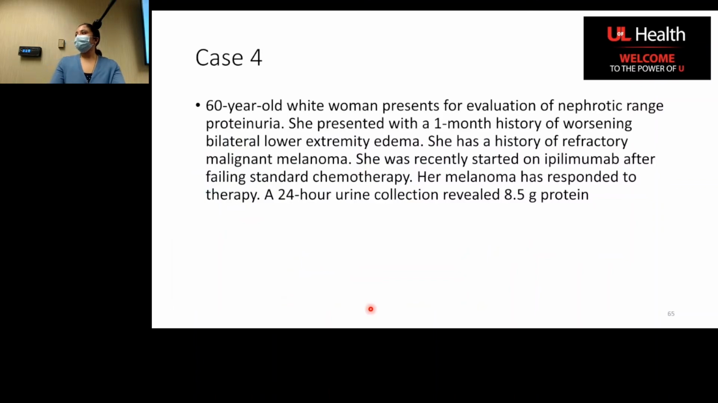Okay, so we have another case, a 60-year-old white woman who comes in for evaluation of nephrotic range proteinuria. She's had a 1 month history of worsening lower extremity edema. She has a history of malignant melanoma and was recently treated with ipilimumab, which is one of the immunotherapy agents, after she failed the chemotherapy. Her melanoma has responded well, but now she has 8.5 grams of proteinuria and nephrotic syndrome.